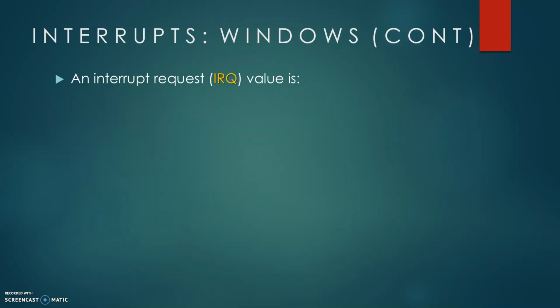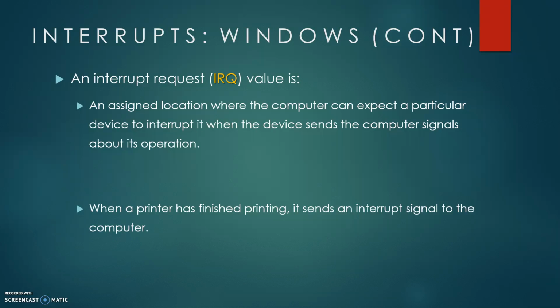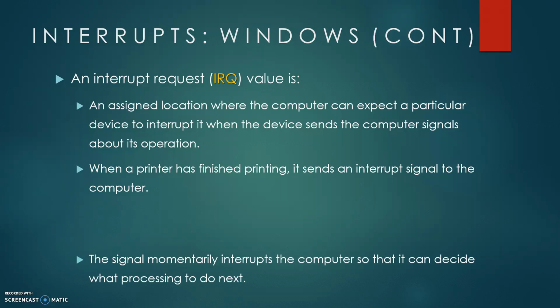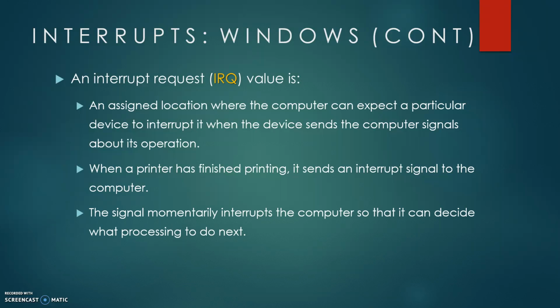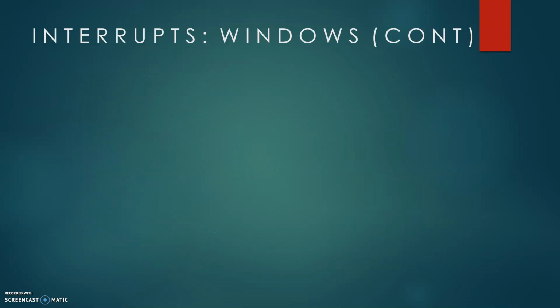An interrupt request, IRQ, value is an assigned location where the computer can expect a particular device to interrupt it when the device sends the computer signals about its operation. When a printer has finished printing, it sends an interrupt signal to the computer. The signal momentarily interrupts the computer so that it can decide what processing to do next. A unique value must be specified for each device and its path to the computer.